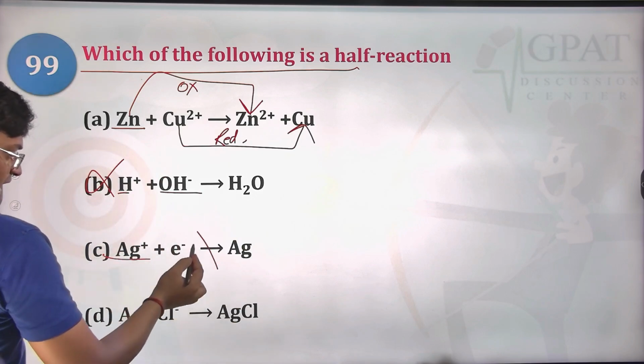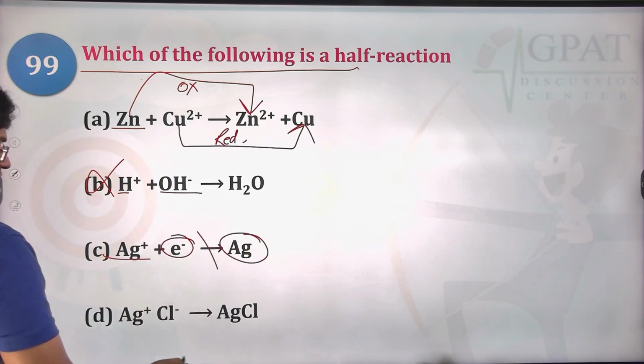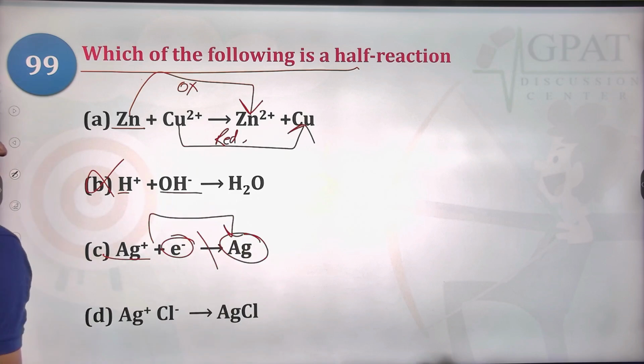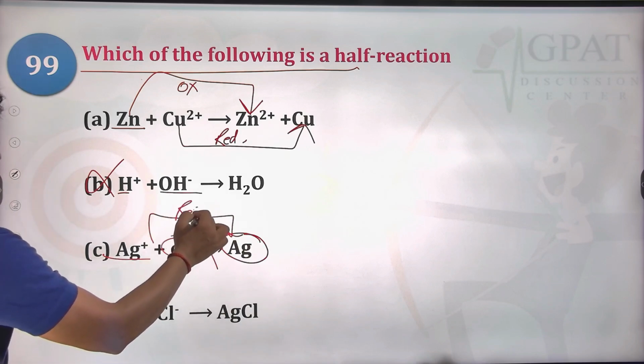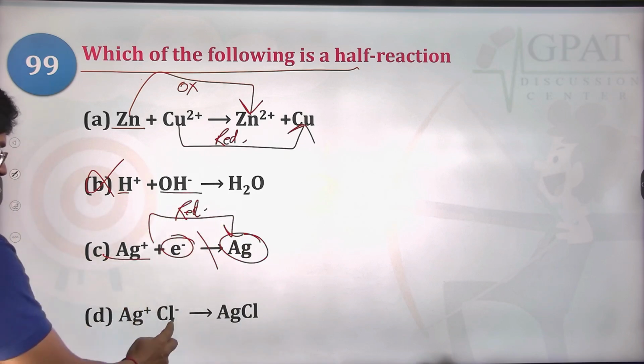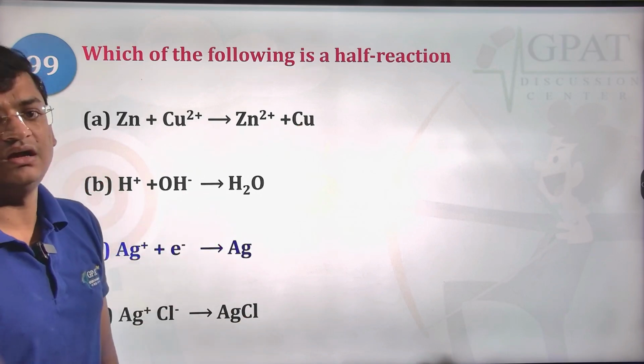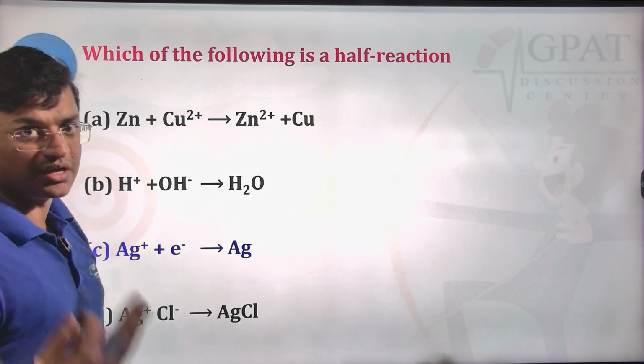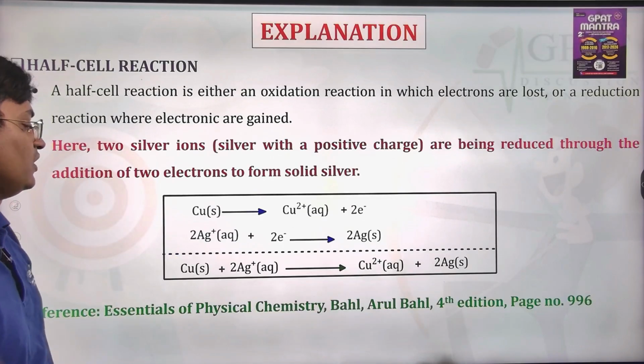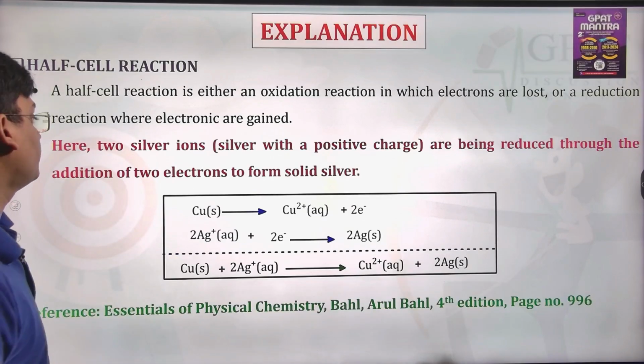Ag plus gains an electron to become neutral Ag. So this has a gain of electron, that is reduction. So yes, this is a half reaction. Ag plus Cl minus giving AgCl is just precipitate formation, no. So C is the half reaction, having just a reduction reaction.